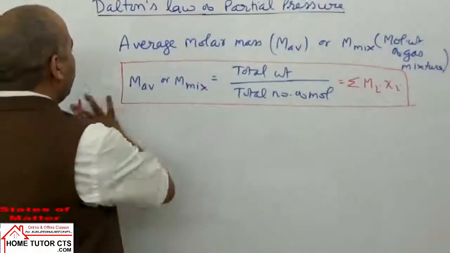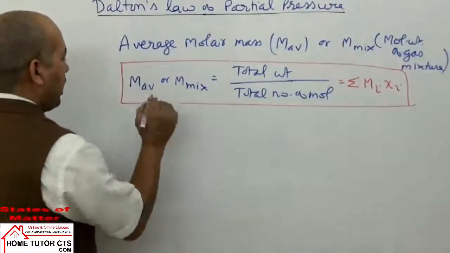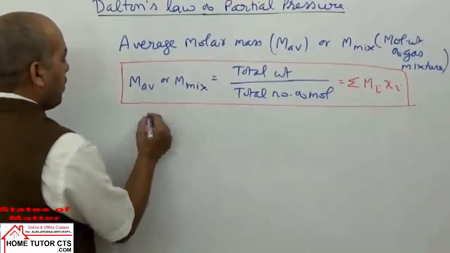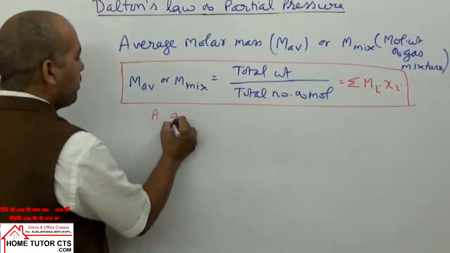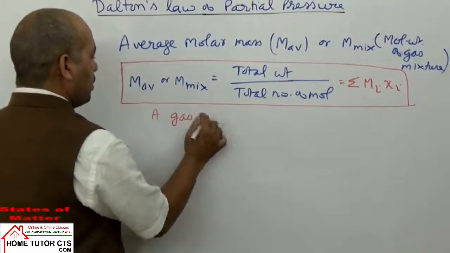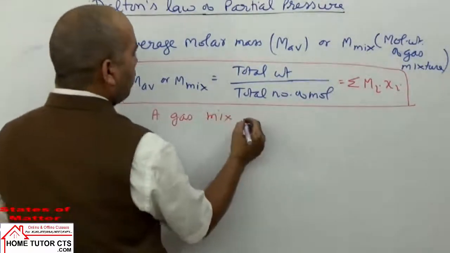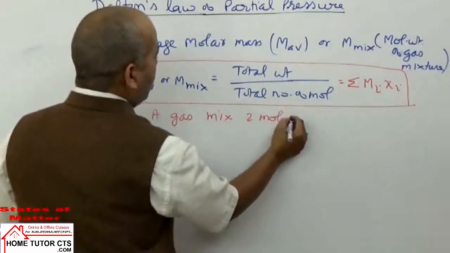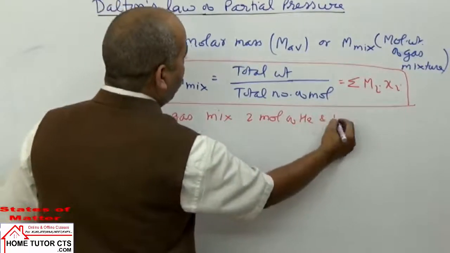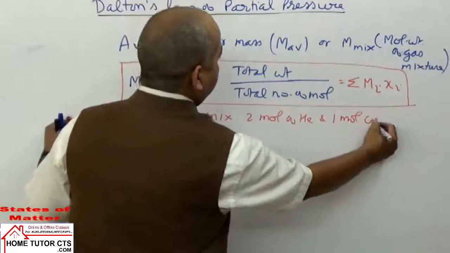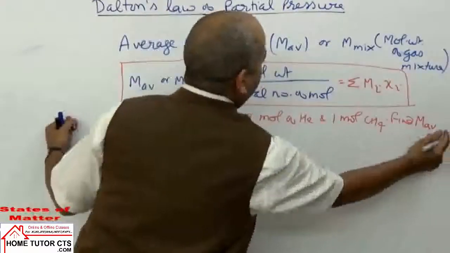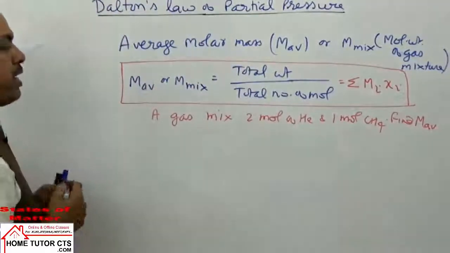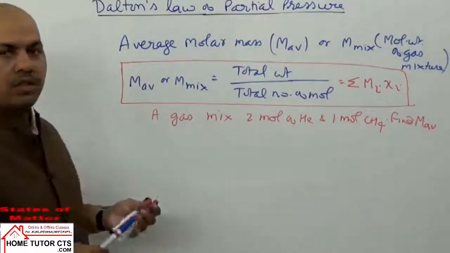See how to find this M average or M mixture, relation wise. A question is given, a mixture of gas is given. What is given? A gas mixture consisting of 2 moles of helium and 1 mole of methane. Then find M average or M mixture. For this gas mixture, what is the average molar mass?